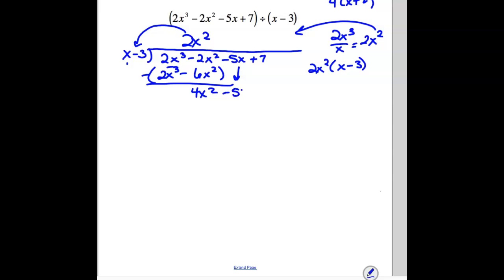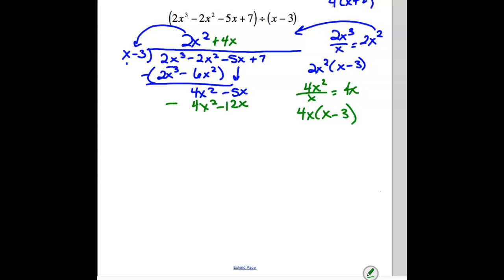Bring down our next term, negative 5x, and repeat our process. So we're going to take 4x squared, we're dividing it by an x, which leaves us 4x. That's going to go on top. We're going to multiply that 4x times our whole divisor, and we get 4x squared minus 12x. And then we subtract that whole thing.